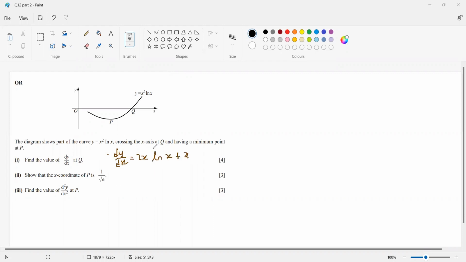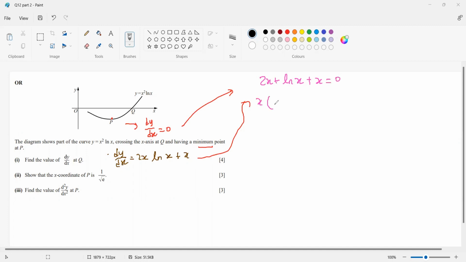We're going to use this because p, as you can see, is a minimum point. At a minimum point, dy/dx is actually 0. So basically, we're just evaluating this expression at the point by putting it equal to 0. Let's try to solve that and figure the value out, please. 2x ln x plus x equals 0.